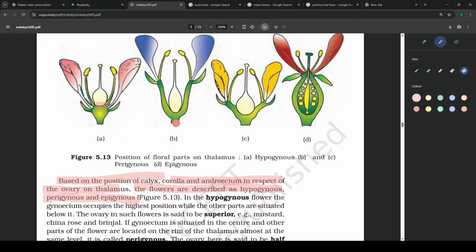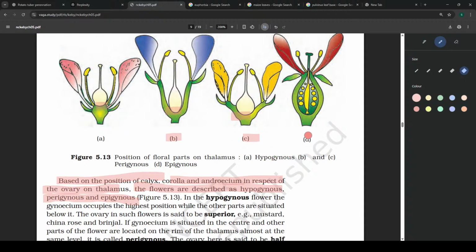In case of this one and this, both cases, B and C, it is perigynous, meaning it is not the highest position, it is not the lowest position, it is a middle position. The middle position of the ovary. Both of the situations where the ovary occupies a middle position are called a perigynous ovary.